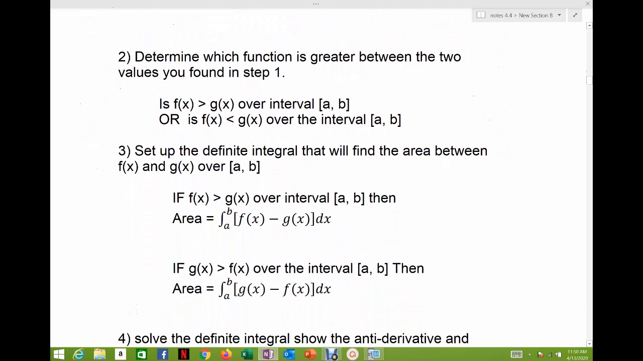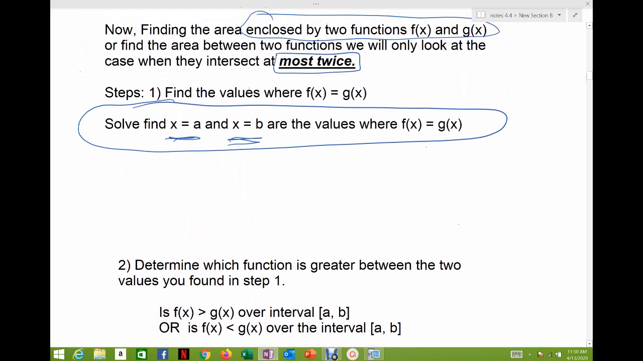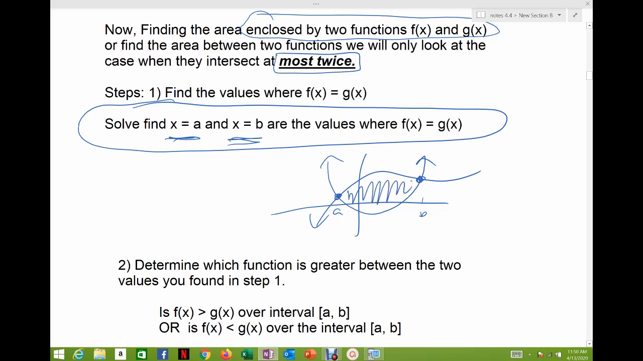Second step is figure out which is bigger. So that's where they intersect, because again, basically what the picture is, it'd be something like this. All right, I have my function f of x, I'd have my function g of x. These would be where they intersect, so that would be a, that would be b. This would be the area we're looking for.